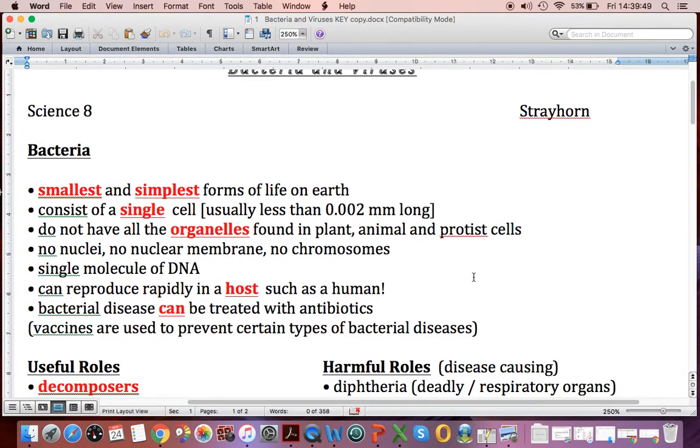If they happen to be a problematic bacteria, in other words disease causing, they can reproduce rapidly in a host such as you as a human. And bacterial disease typically can be treated with antibiotics. Our only problem is the overuse of antibiotics. But bacteria are not only harmful, they're all around us, but they also can be helpful, useful, and some don't affect us at all.